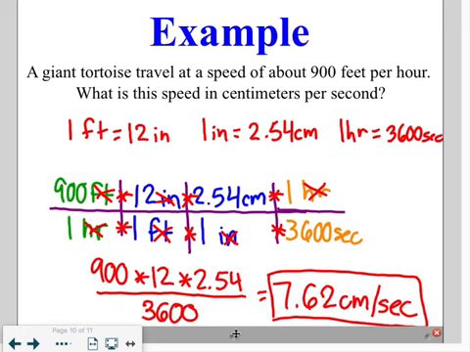So we converted our 900 feet. There's 12 inches in 1 foot, and then for every 1 inch, there's 2.54 centimeters. And then for our hours, there's 1 hour is equal to 3,600 seconds. Multiply all those values up top, multiply the values on the bottom, and you end up with 7.62 centimeters per second.